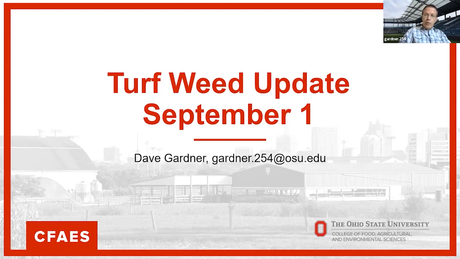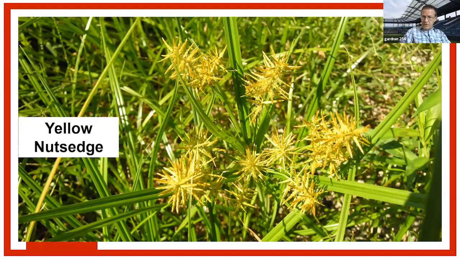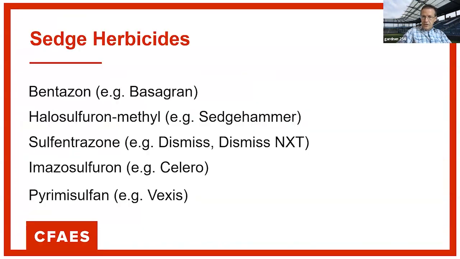But one weed that you could still concern yourself with, because it's a perennial, is yellow nutsedge, of course. There are a variety of different herbicides on the market. I think for the most part, people are still using either halosulfuron or sulfentrazone, though I would say that imazosulfuron and pyrimisulfan are also good options for that. But again, since sedges are perennials, if you see them, it's still an appropriate time to hit them.